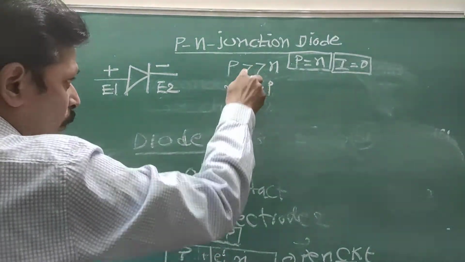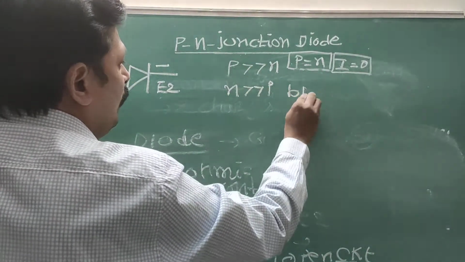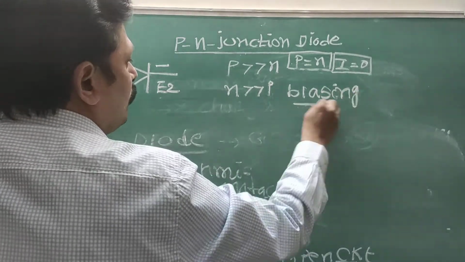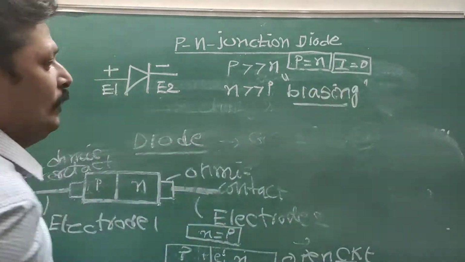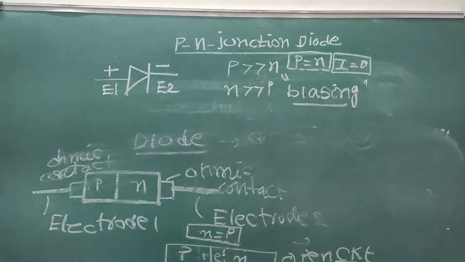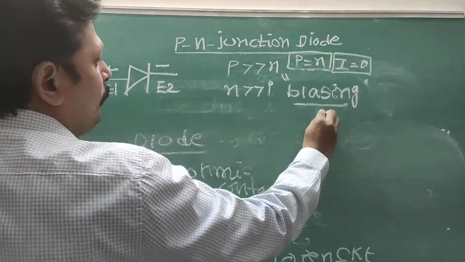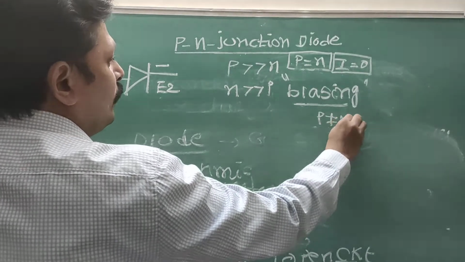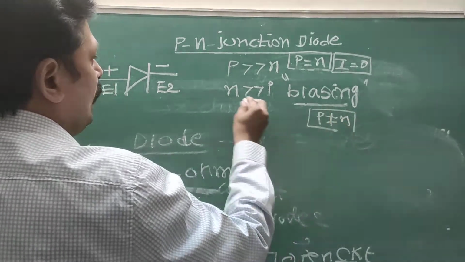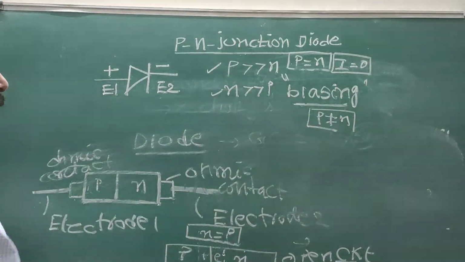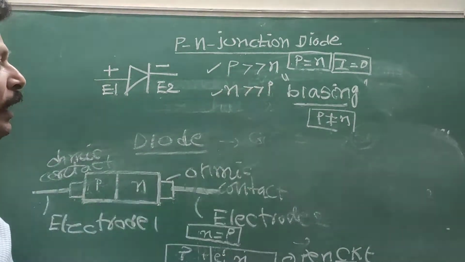This is possible only after giving an external voltage, which is named biasing. What is that name? Biasing. With the help of biasing, there is a possibility to break this situation. At this time, P is not equal to N. In what way should it change? Either P should be more than N, or N should be more than P.